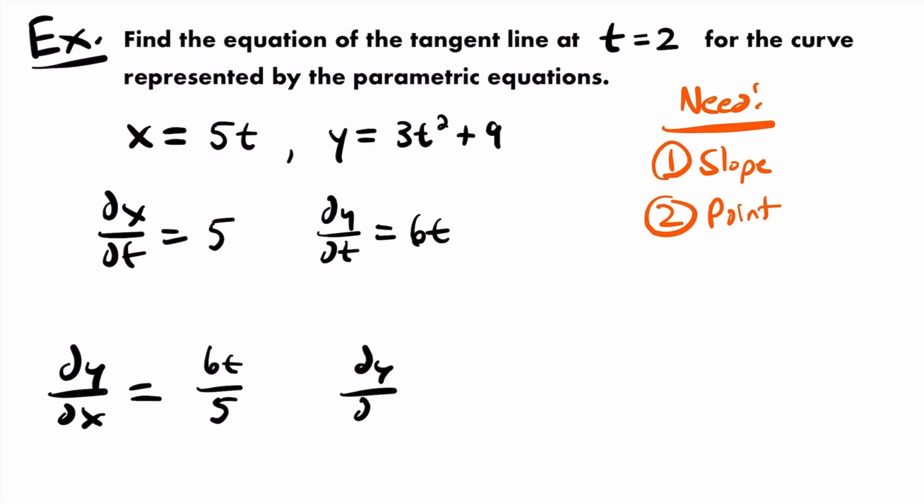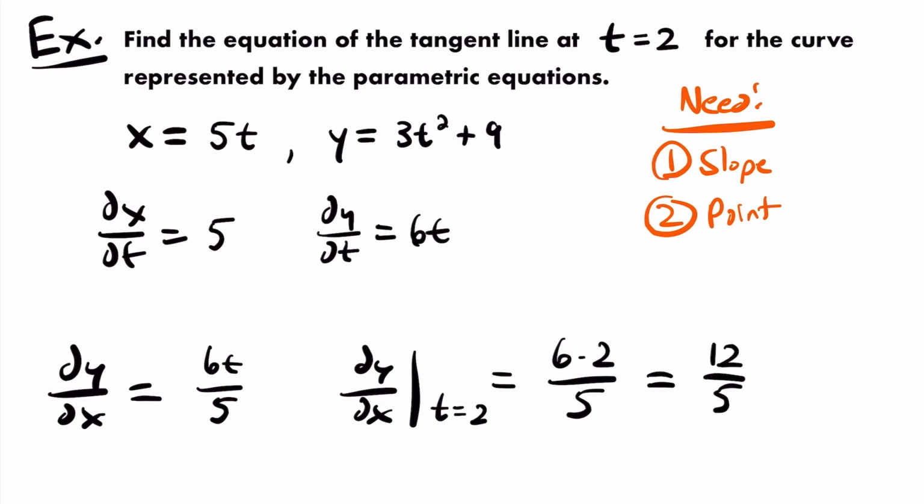So we're going to have dy/dx evaluated at t equals 2. That will be equal to 6 times 2 divided by 5. Right, we just replaced this t with 2 because t is equal to 2. So we have 6 times 2, which is 12, divided by 5. So this slope will be 12/5. All right, and so now we found the slope that we need for the equation of a tangent line. The slope at t equals 2 for the curve represented by these equations is 12/5. And so I'll write that up here. Our slope, m, will be equal to 12/5.